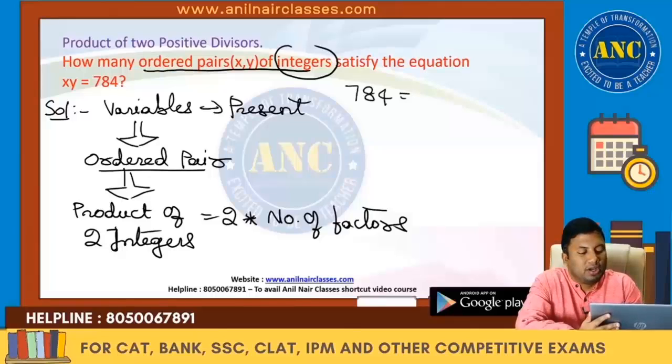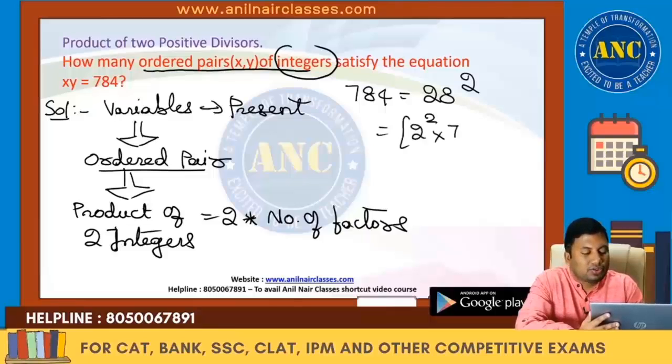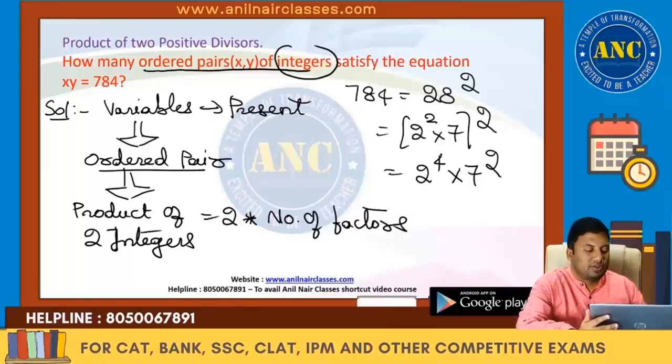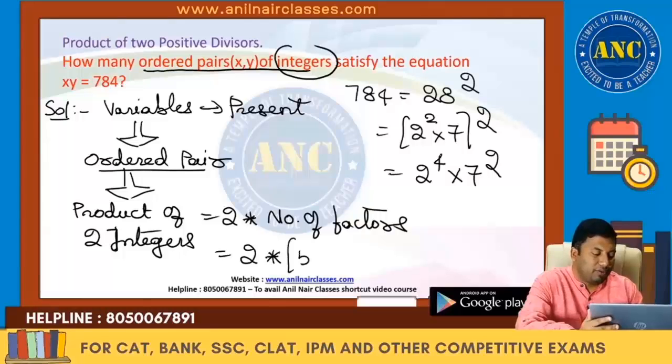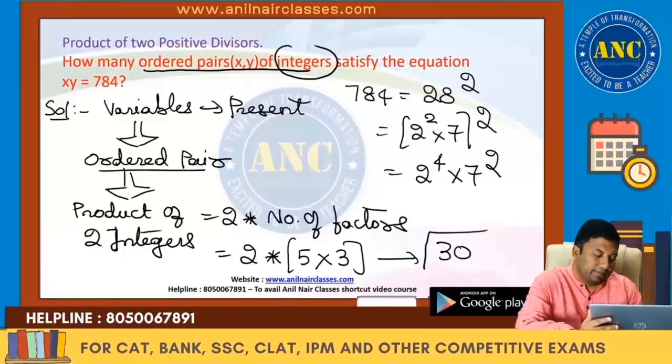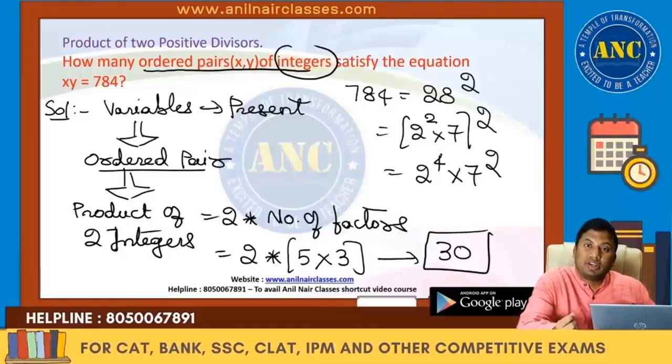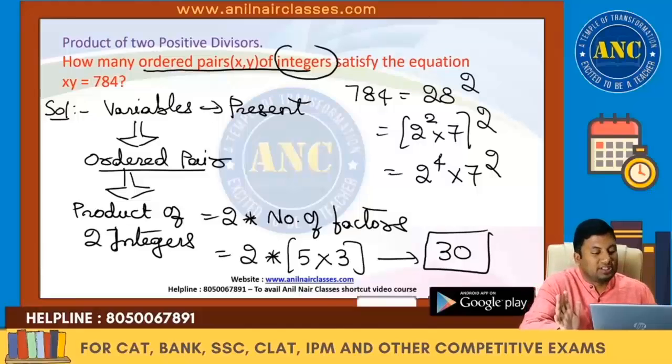784 is nothing but 28 whole square. 28 is 2 square into 7, so the whole square is 2 power 4 into 7 square. 2 into the number of factors. For 2 power 4, 0 to 4, is 5 cases. And 7 power 0 to 2 is 3 cases. 2 5s are 10, 10 3s are 30. I hope the concept is clear.